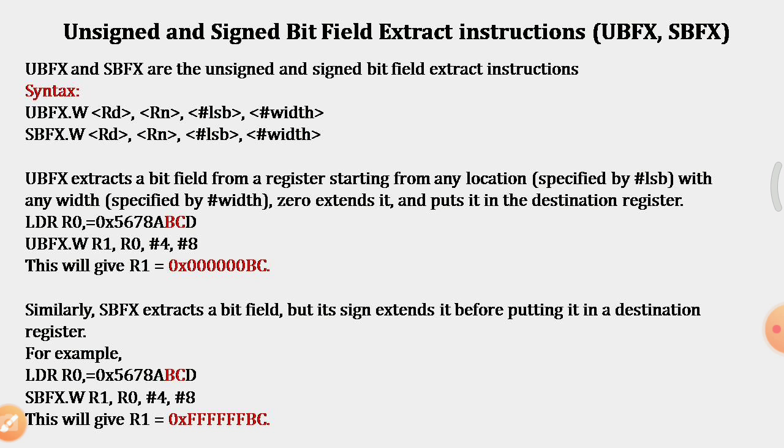So we'll see the example here. UBFX extracts a bit field from a register starting from any location, and that location is specified by the LSB, with any width. The width is also given with the #width, and it zero extends it and puts it in the destination register. Now here we'll take one example.